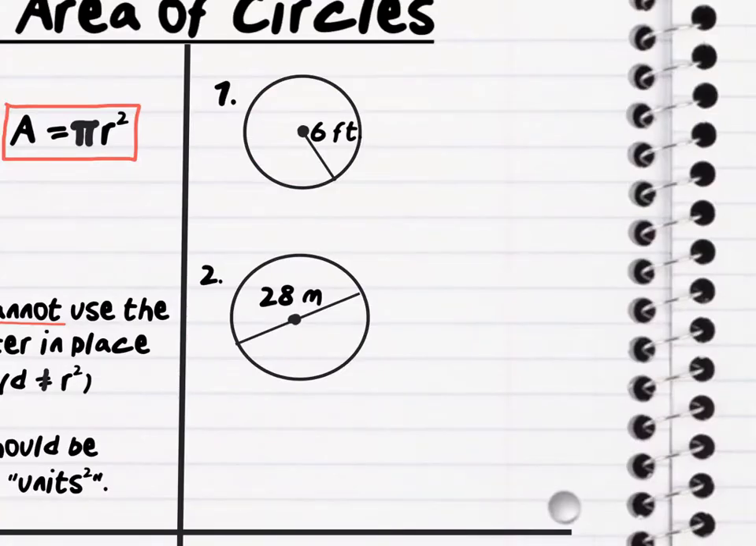Now on the upper right side of your notes, I want you to write these 2 examples down, draw the circle, and then label the parts as you see on your screen. Pause the video to do so, and when you're ready to continue, press play. Please pause now.